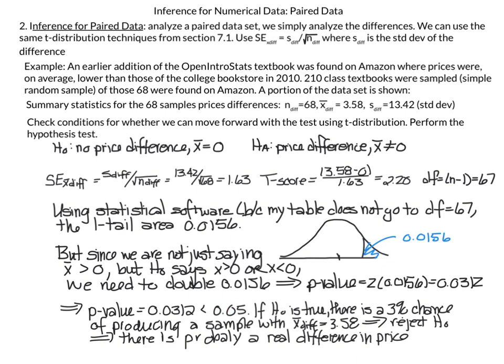So if H0 is true, there's only a 3% chance of producing a sample with a mean of 3.58. And for 3%, we generally want something like 5%. So we're going to reject H0 and say there's probably a real difference in price.